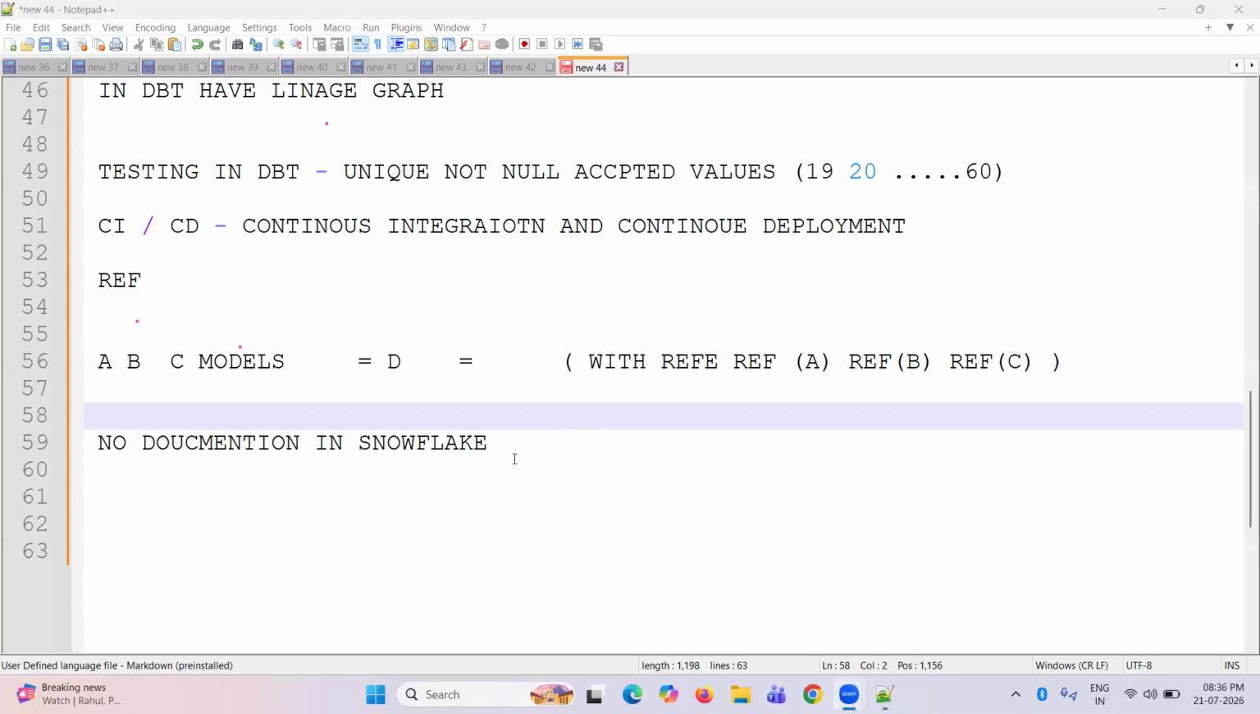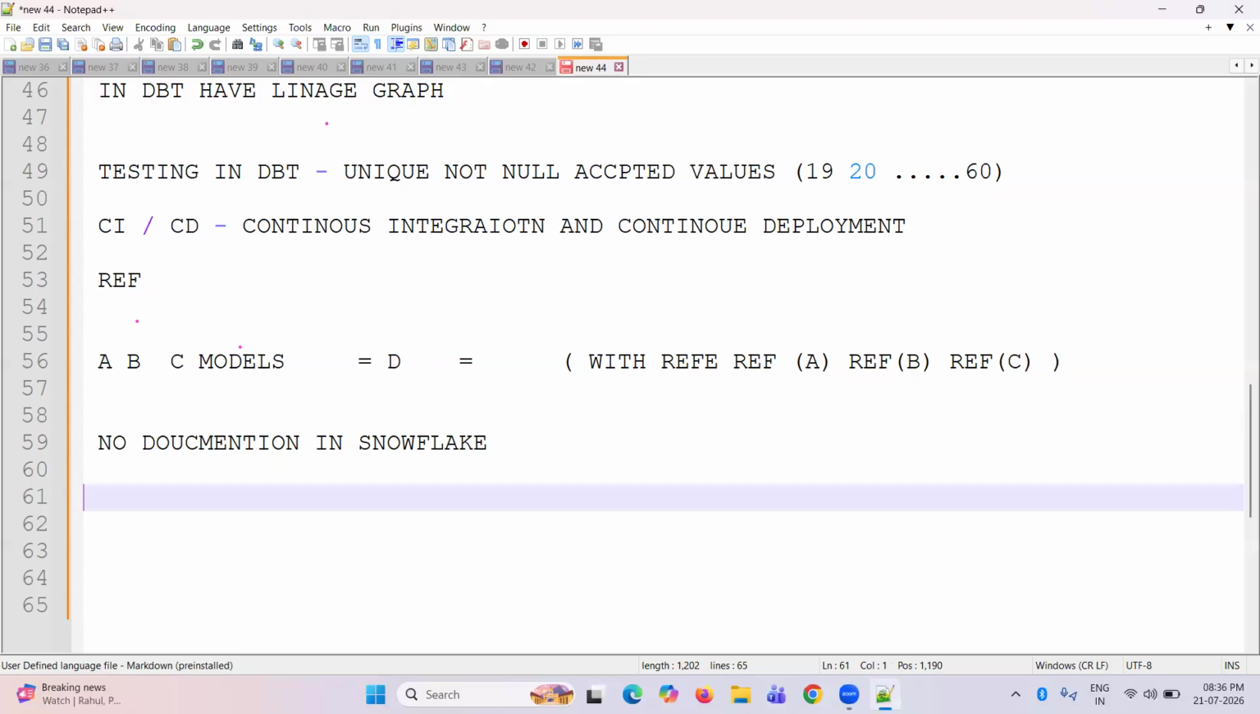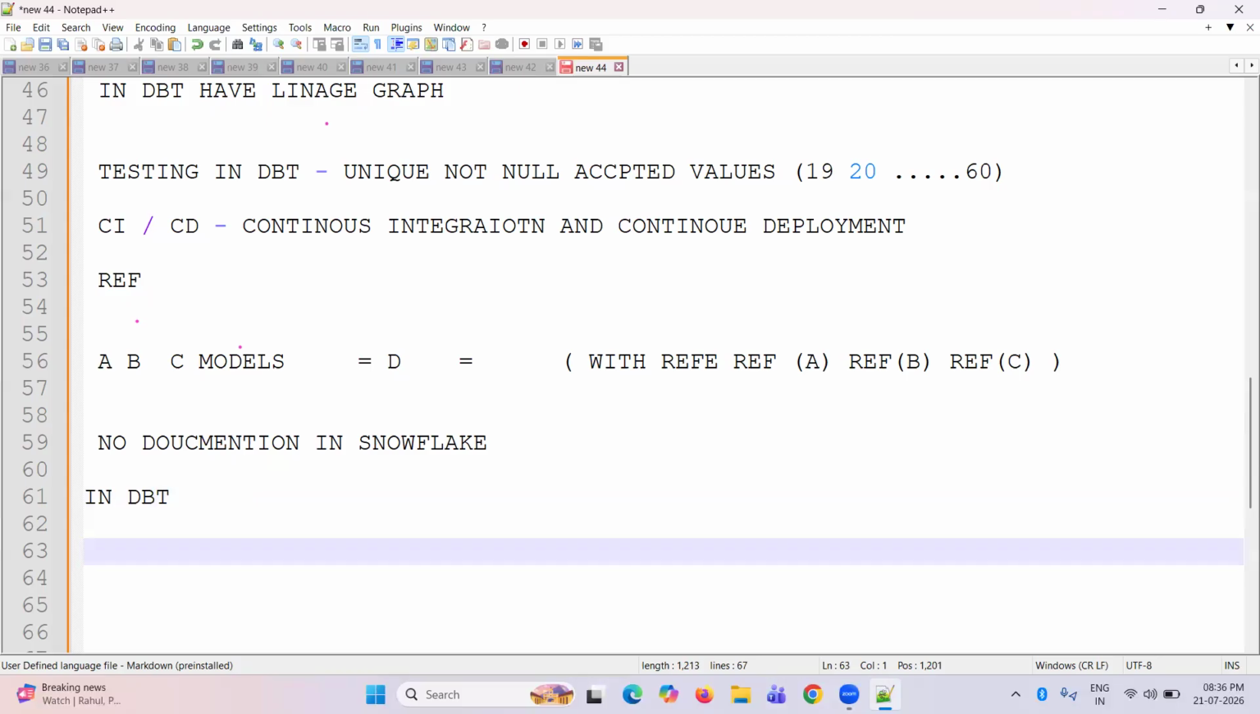Okay. So no documentation in Snowflake. So here in DBT, I told you, we have lines of code, procedures, UDFs, Snowpipes, integration, file formats, everything, and views, secure materialized views, and RBAC policies. If a team of 8 to 10 people types it, it will take a lot of time.